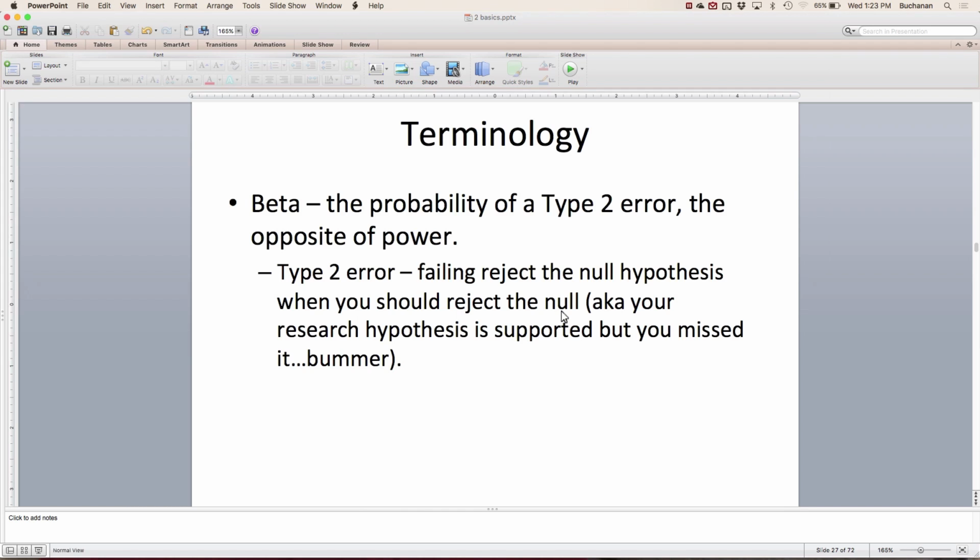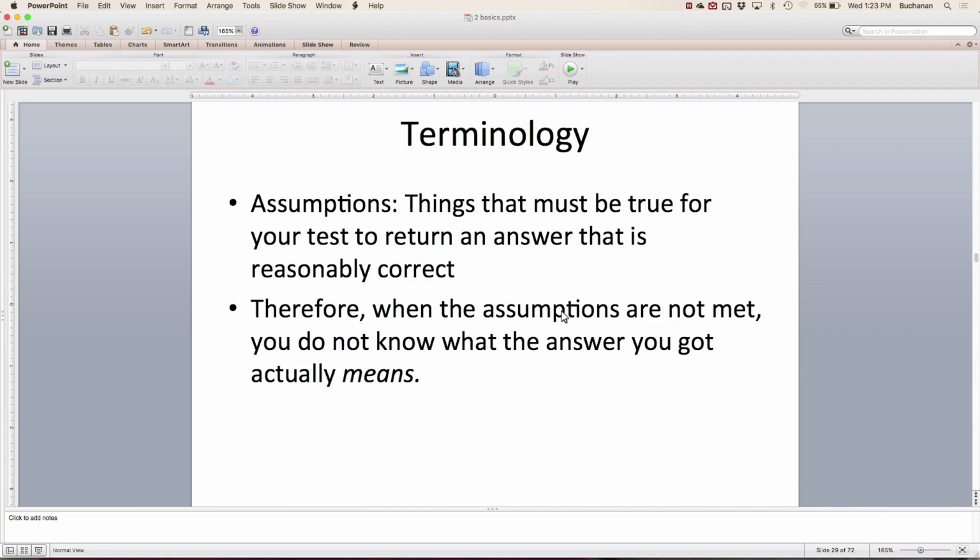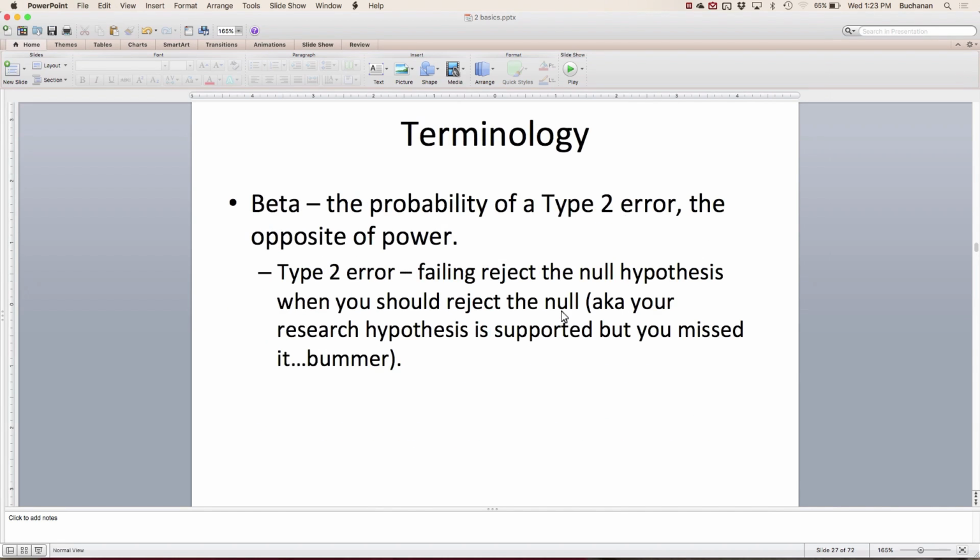Okay, the opposite side of that, let me get through these. I think it's beta and then power, and then assumptions. Perfect. We'll do 3 more slides. So, beta is the probability of a type 2 error. And type 2 is when you miss it. So, type 2 is like the battleship. Okay. So, you fail to reject the null when you should. Your research hypothesis is probably true, but you missed it. Okay. And so this is when your team fails to win the game, but they really should have won.